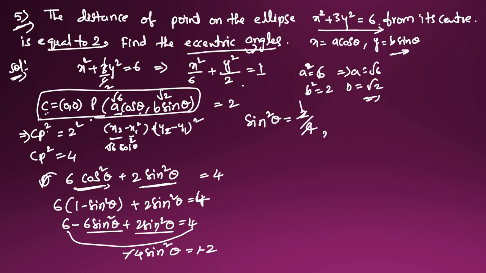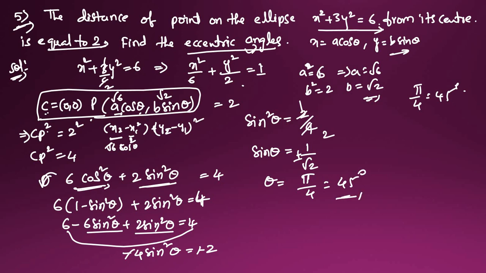So 2 ones are 2, 2 twos are 4, sin theta is equal to 1 by root 2, plus or minus. So theta values will come as theta is equal to pi by 4, which means 45 degrees. So 45 degrees, pi by 4 or 45 degrees.